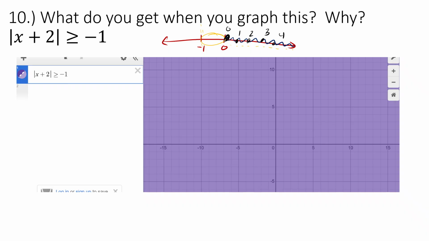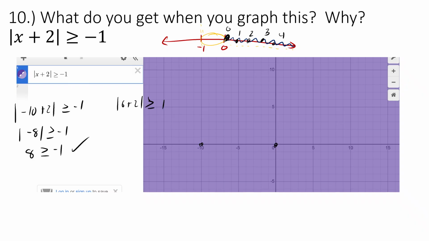Everything. So just to reason it out, let's say you take x is equal to negative 10. So if you plug in x is equal to negative 10, negative 10 plus 2 is negative 8. The absolute value of negative 8 is 8, and 8 is indeed greater than or equal to negative 1. That's true, so negative 10 works. 0, plug in a 0. The absolute value of 0 plus 2 is 2, and 2 is greater than negative 1, so 0 works.